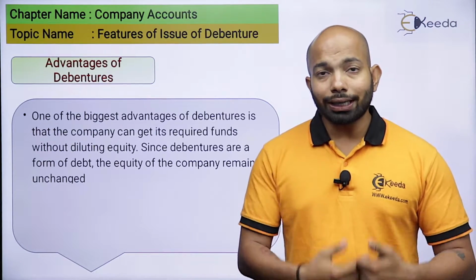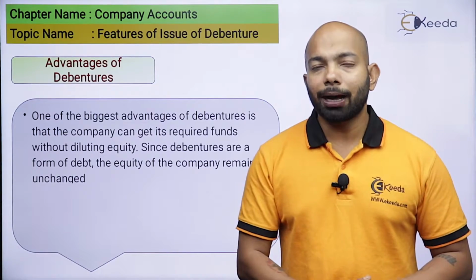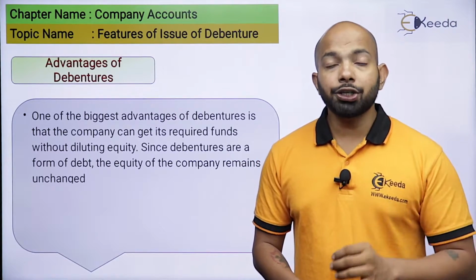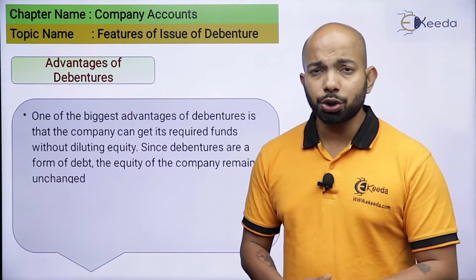Some of your stock is being given to the public. That means your capital will go down and their capital balance will keep on increasing because you're diluting your equity here. But debenture gives you this freedom whereby you don't have to dilute your equity. That means you don't have to issue shares at all.